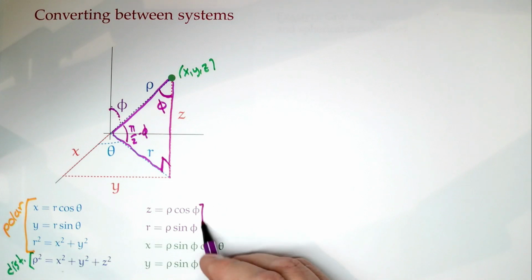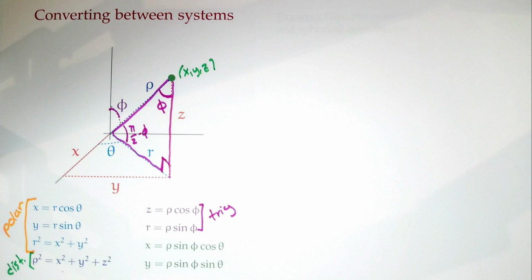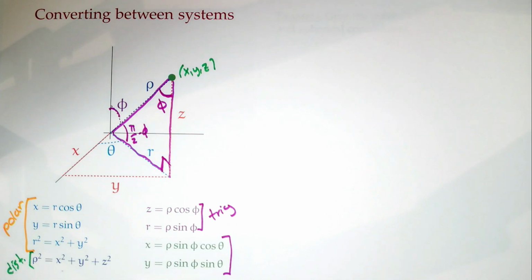So this is trig. And then you get to two obscure ones. And when I say obscure, I don't memorize these. x equals rho sine phi cosine theta, y equals rho sine phi sine theta. The reason I don't memorize them is I can recover them from what I have in the rest. Why do I say that? Well, what is x? x is r cosine theta, because it says x equals r cosine theta. What is r?